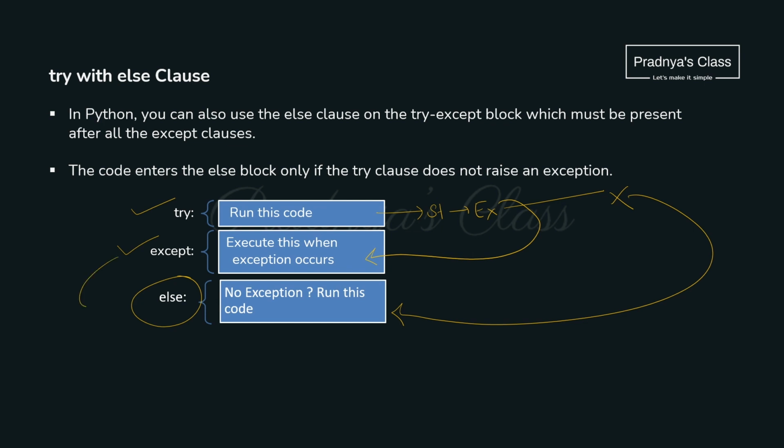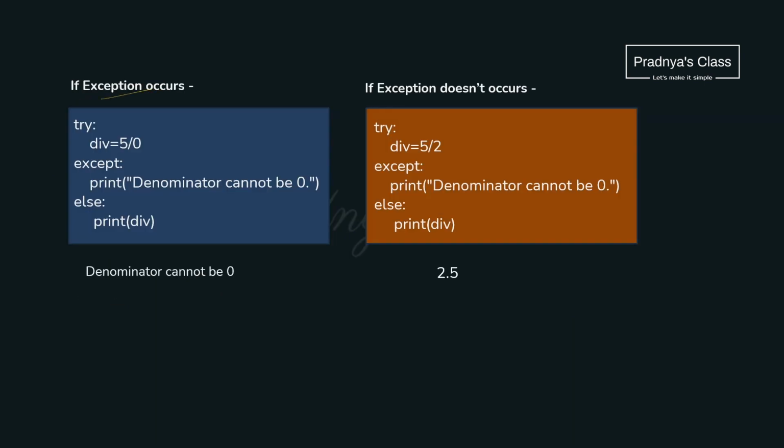The else block we need to write after all the except blocks. Look at this example. We know when we try to divide any number by 0, we will get an exception. So this block would get executed. But here there is no problem. The exception will not occur. That's why the control will not go to the except block. It will come to the else block. Here we are printing it. So we will get this output.